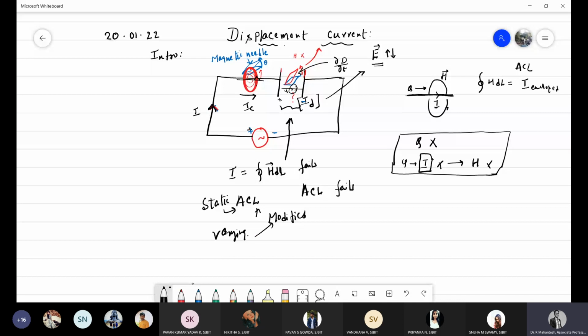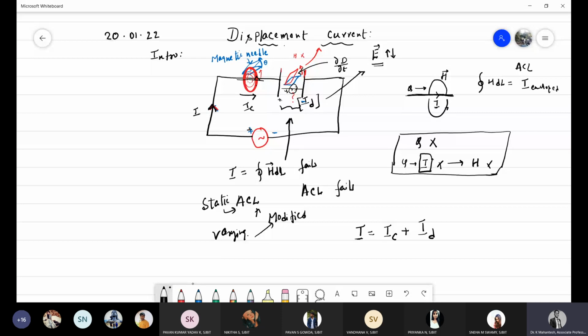So as per the modified Ampere circuital law, if you look at this equation, if you look at this circuit, the total current I will be equal to the conduction current which is going through the wire or a conductor, plus the displacement current which is happening inside the capacitor. So this is nothing but the modified Ampere circuital law.